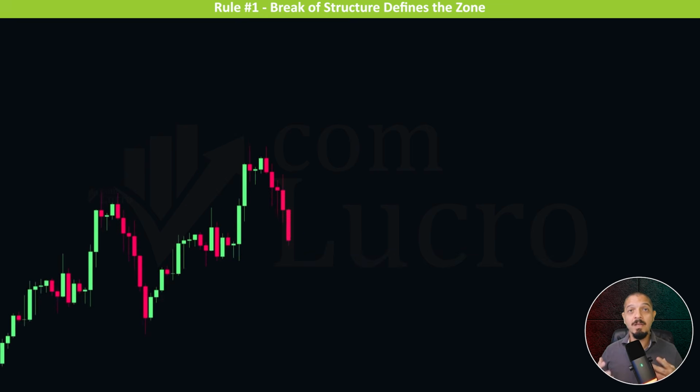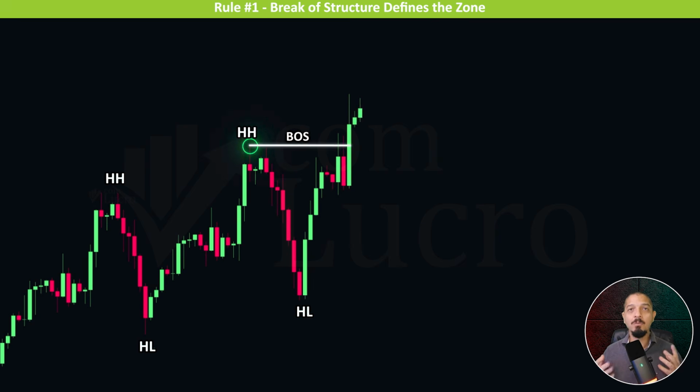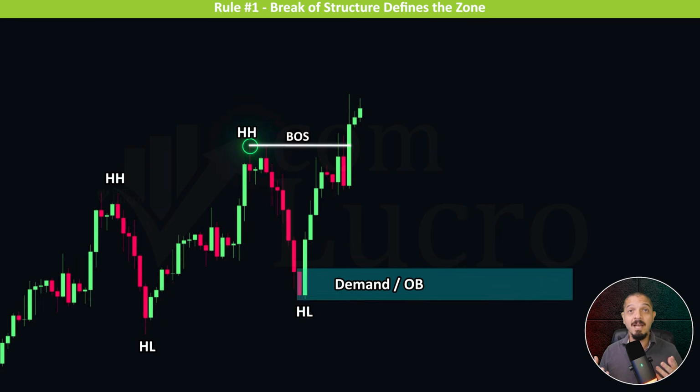Imagine the market is in an uptrend, with price consistently forming higher highs and higher lows. Now, pay close attention. Price pushes higher and breaks above the previous swing high. This movement represents a clear break of structure and signals strong buying pressure in the market. So, what do we do next? Instead of reacting immediately, we look back on the chart and identify where that impulsive move started. That origin point defines our demand zone. This is the area where buyers stepped in with enough strength to break market structure.